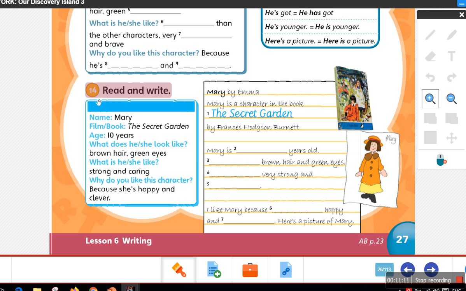Here in activity 14, we have two tables. One is considered the source of information, and from this one we have to fill in the spaces with the information here. Focus. The name: Mary. Film or book name: The Secret Garden. Age: 10 years. What does he or she look like? Brown hair. This means the character has got brown hair and has got green eyes. What's he or she like? The character is strong and caring. What do you like? Why do you like this character? Because she's happy and clever.